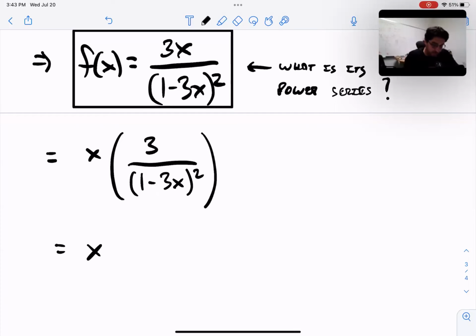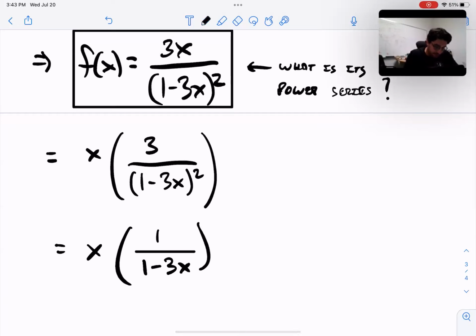And I want to think of it in a cleaner way. I want to think of it as the derivative of a nicer function, right? This is a trick from Calc 2. Sometimes a given function is difficult to find the power series for, but maybe its derivative or antiderivative has a nicer representation, right? So this function, 3 over 1 minus 3x squared, is the derivative of 1 over 1 minus 3x, right?